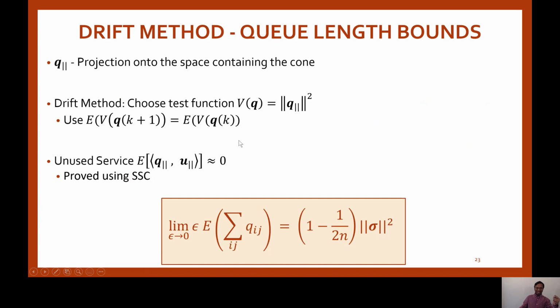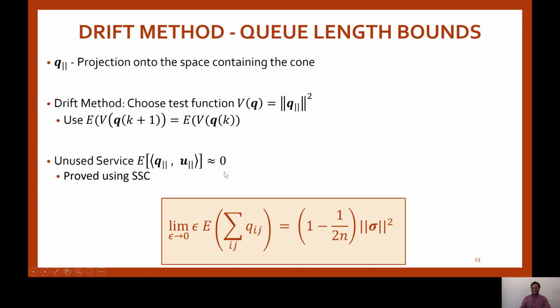When we set the drift of the Q square Lyapunov function to 0 in the case of a single server queue, we expanded it using the binomial theorem, and we had to handle the unused service terms. Here again, we're going to have a similar challenge. The key challenge in working with this Lyapunov function is in handling unused service terms.